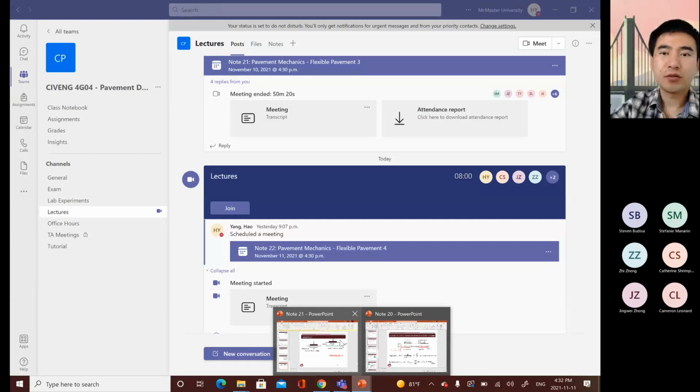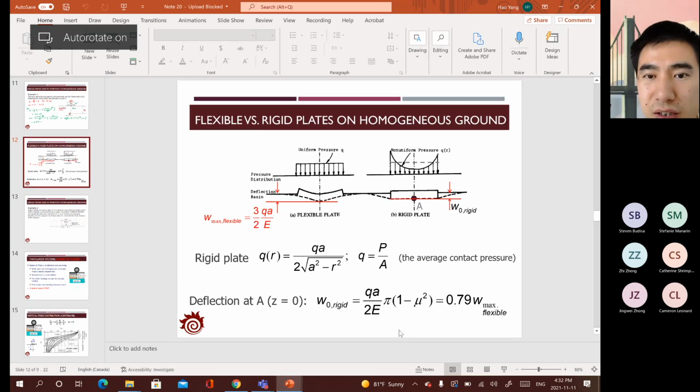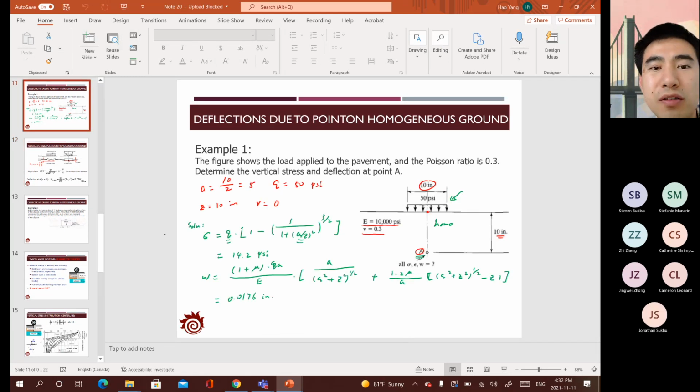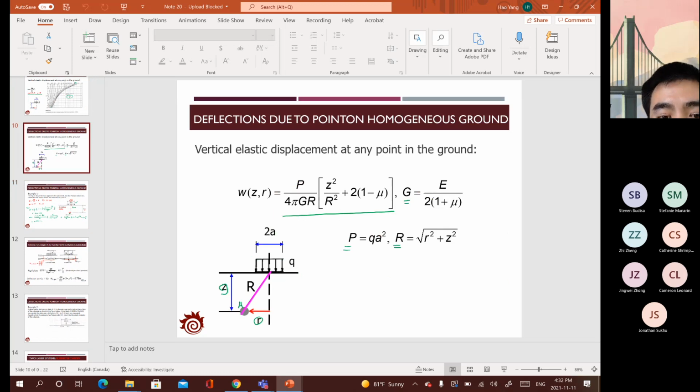Okay. So yesterday we went through the introduction about the stress analysis on homogeneous ground, and we went through one example about the estimation of the deflections within a circular load applied to the homogeneous ground. And then we actually have the formulas to identify the vertical deflections at any point in the ground.